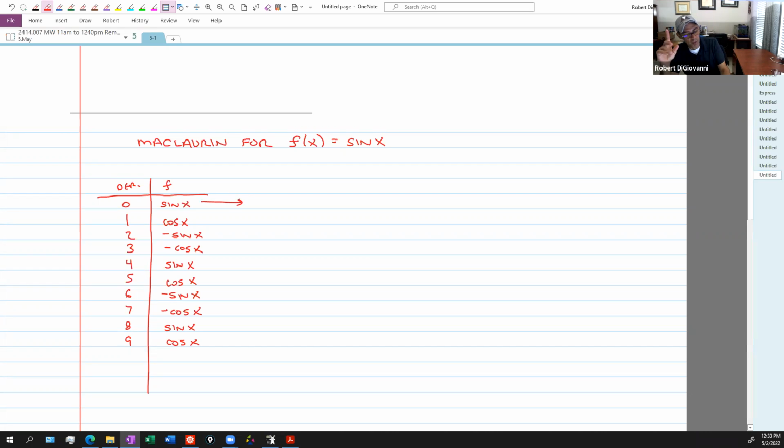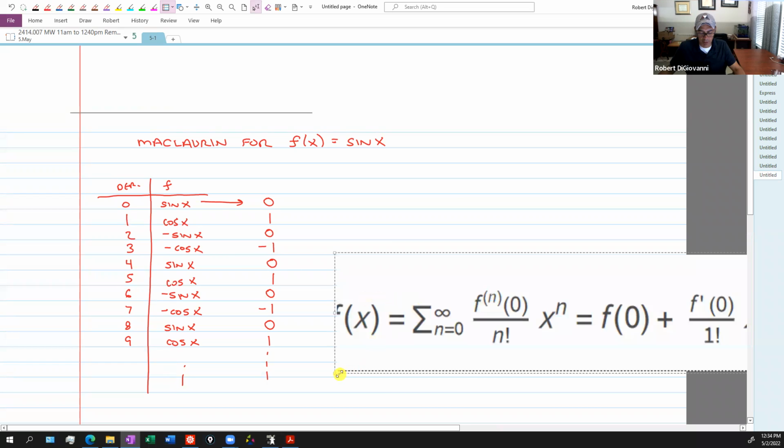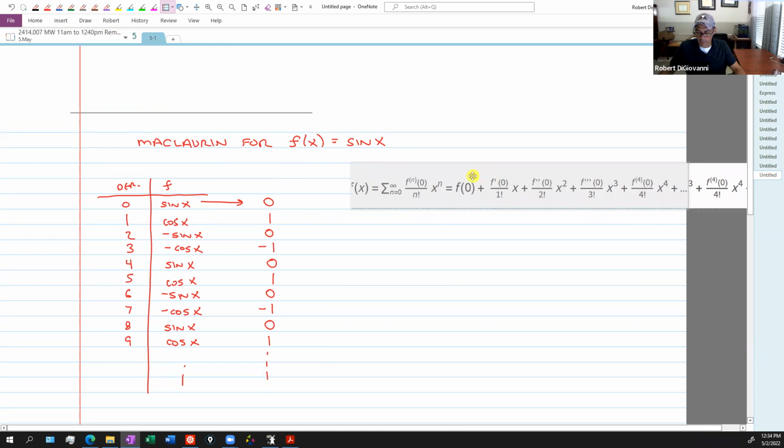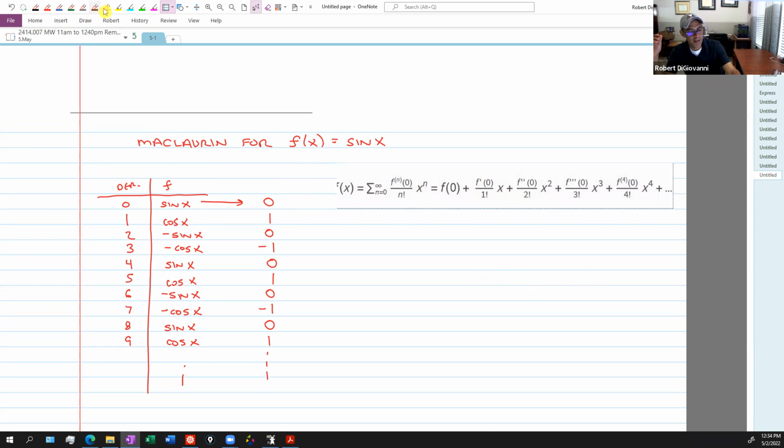So let's plug zero in because it's Maclaurin. Sine of zero is zero, cosine zero is one, negative sine of zero is zero, negative cosine of zero is negative one. And then we just keep on getting the same thing. Since I can't come up with a nice, easy formula for this, I'm just going to go straight to this. So this would be f of zero, which is our function at zero.